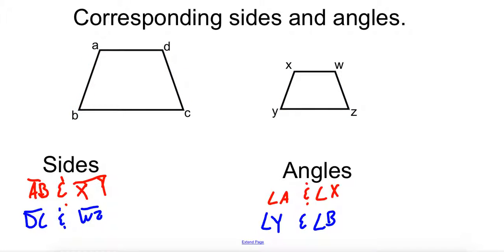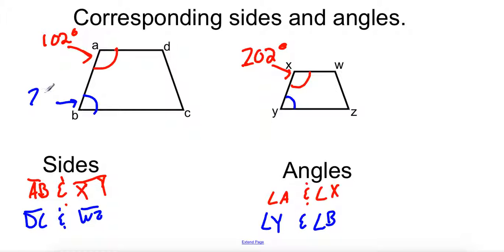Now, corresponding angles are a little bit easier to identify. Here you'll see that angle A corresponds with angle X. What this means is that although we have two different size shapes, these two angles are actually the same angle measure. So if angle X is 102 degrees, angle A would also have to be 102 degrees. Also, angle Y and angle B are corresponding with one another. So if this is 78 degrees, this here is also 78 degrees.